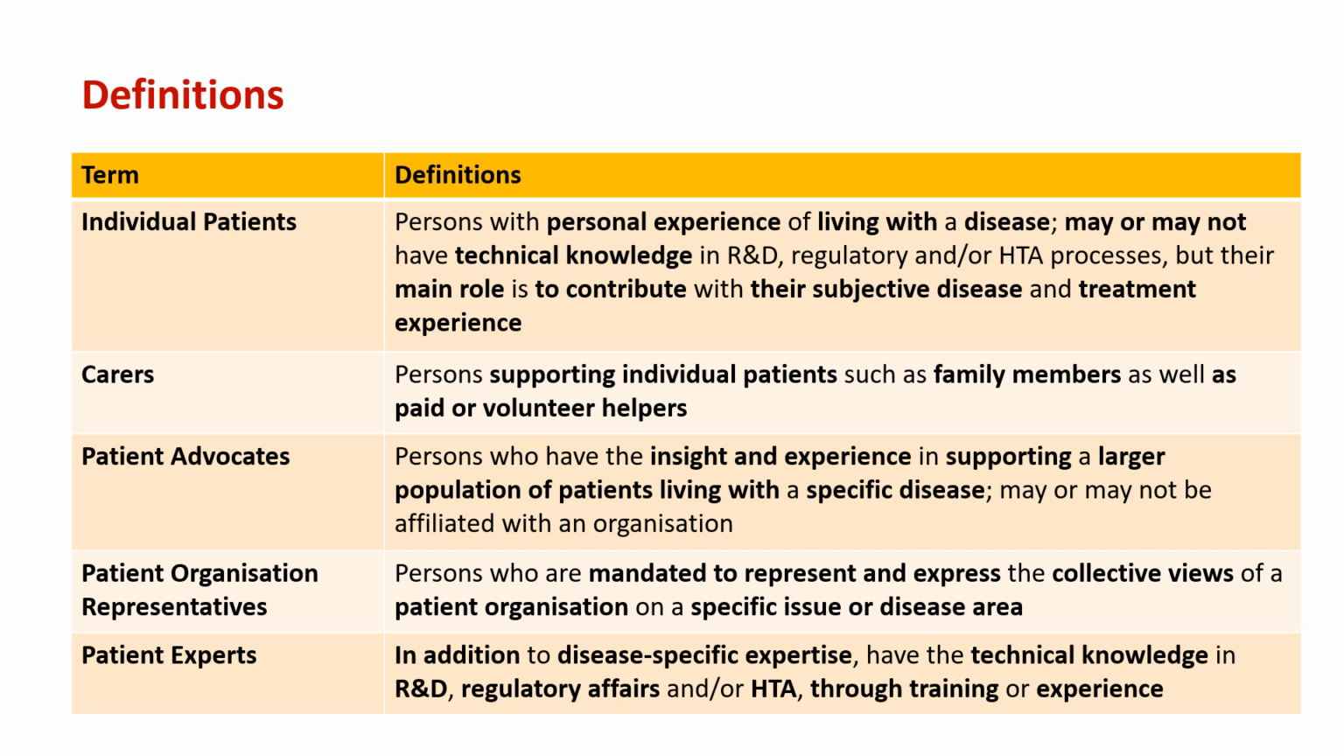Carers are persons supporting individual patients such as family members, as well as paid or volunteer helpers. Patient advocates are persons who have the insight and experience in supporting a larger population of patients living with a specific disease and may or may not affiliate with a patient organization. And patient organization representatives are persons who are mandated to represent and express the collective views of patient organization on a specific issue or disease area.